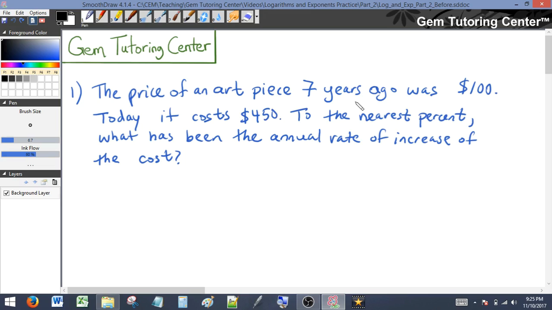The price of an art piece 7 years ago was $100. Today it costs $450. To the nearest percent, what has been the annual rate of increase of the cost? So the function that we're going to use is this. We have v of t equals v naught times 1 plus r to the t.